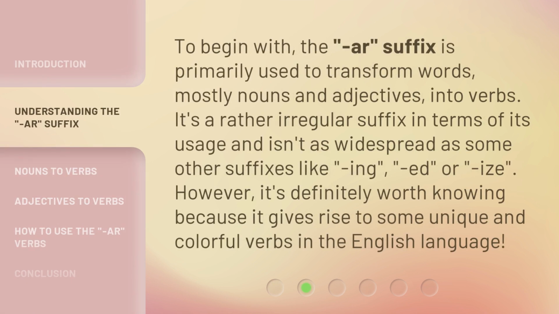To begin with, the AR suffix is primarily used to transform words, mostly nouns and adjectives, into verbs. It's a rather irregular suffix in terms of its usage and isn't as widespread as some other suffixes like ing, ed, or ize. However, it's definitely worth knowing because it gives rise to some unique and colorful verbs in the English language.